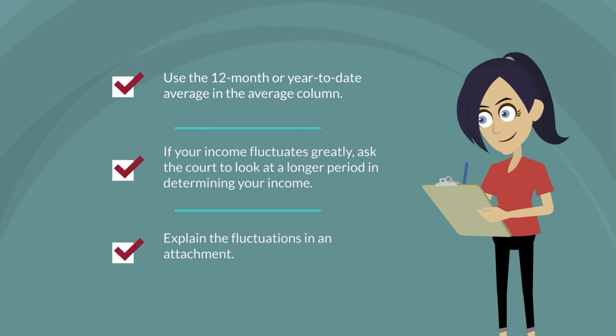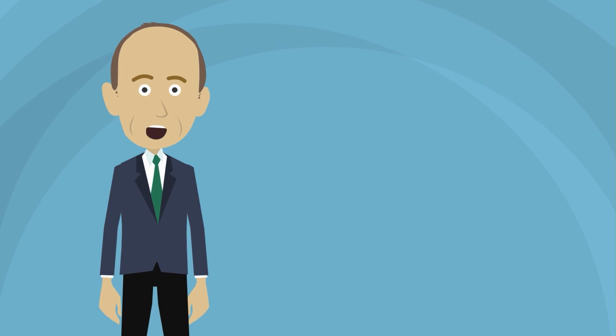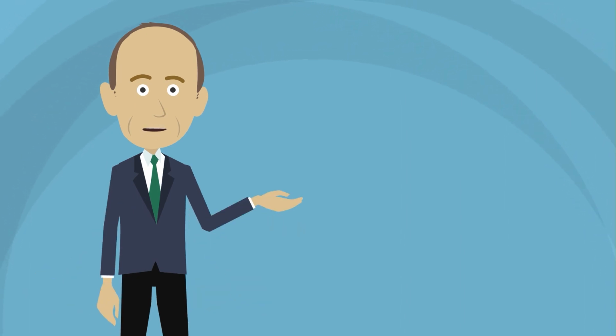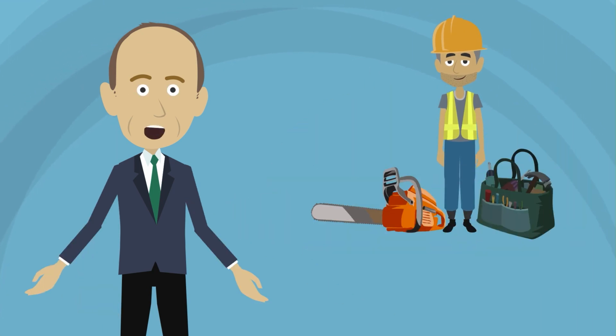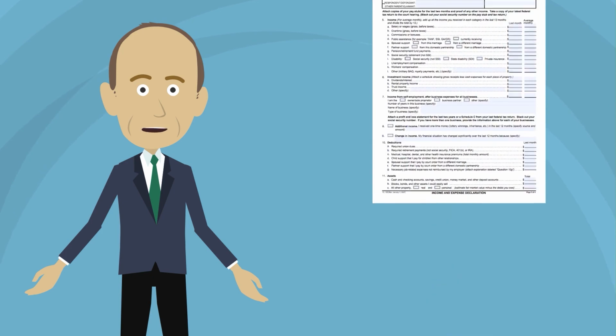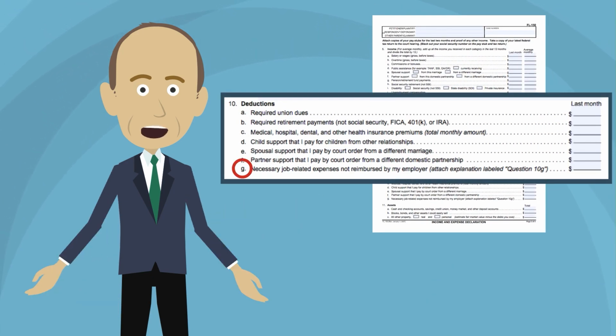So make sure that, when appropriate, you average your income over either the last 12 months or the year to date. The fourth major mistake that people have is they don't request unreimbursed employee expenses to be deducted from their income. Let me explain. Many employees expend money out of their own pocket to maintain their job. The best example is that if you're a blue-collar worker and you have to buy your own tools, it's pretty obvious. And you need to request from the judge to actually have that taken off from your income.